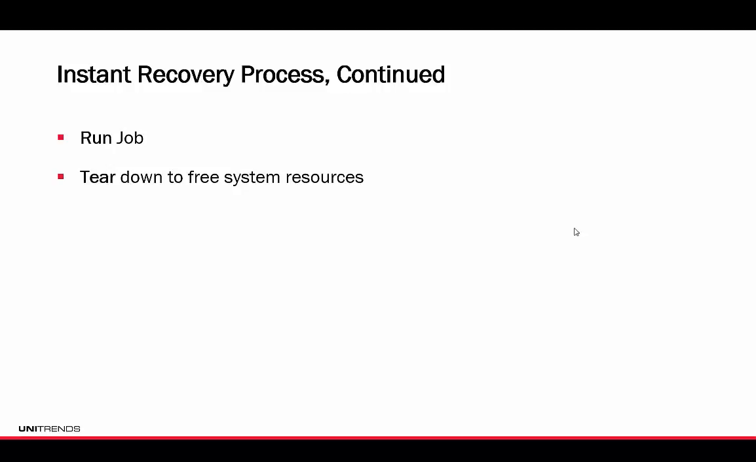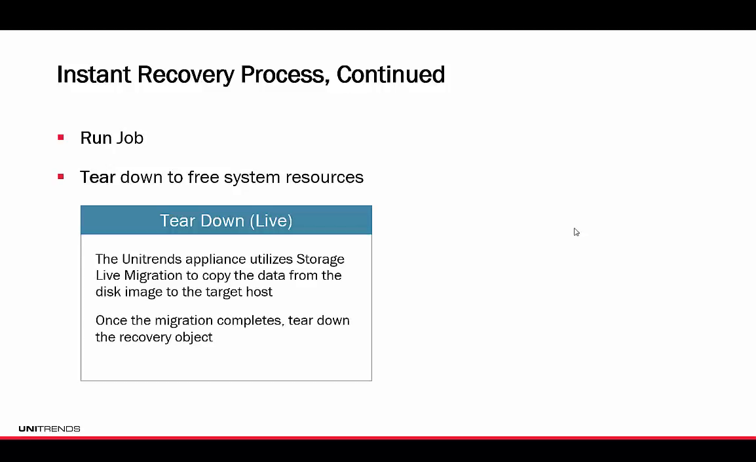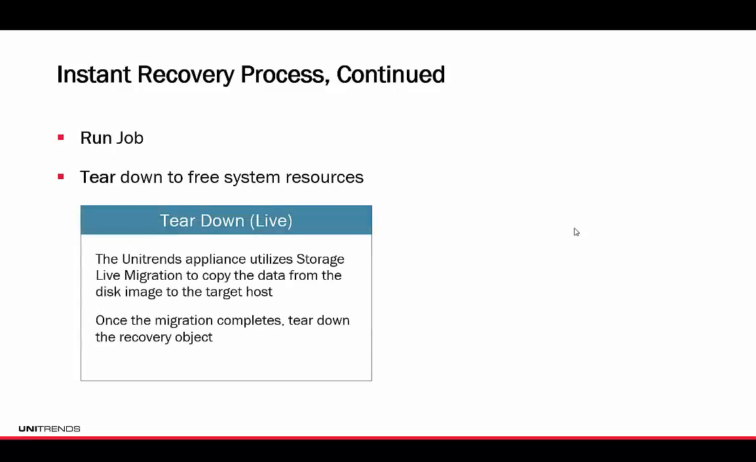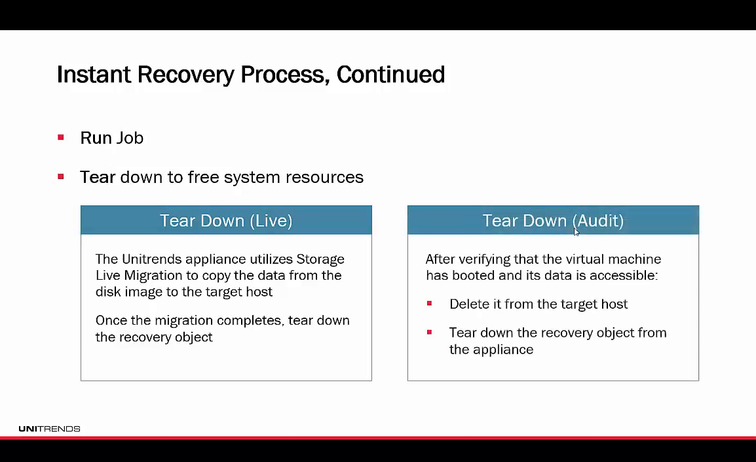Now, make sure that when you're done with these, you tear down these machines to get the resources back, especially if they're audit mode. Be careful tearing down live versions. Right? When you tear down live, the Unitrends appliance utilizes the storage live migration to copy that virtual disk to the new host, right? Wherever you point it to back in that earlier step here. Right? When you choose your storage, that live migration process is going to migrate to that storage you just chose. Now, once that migration completes, then you tear down the recovery option, but you want to make sure you tear it down from the appliance only.